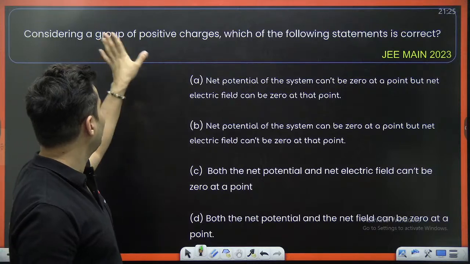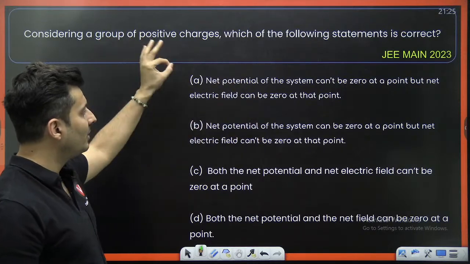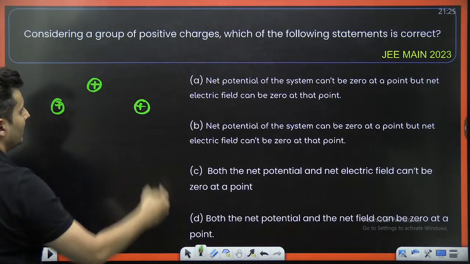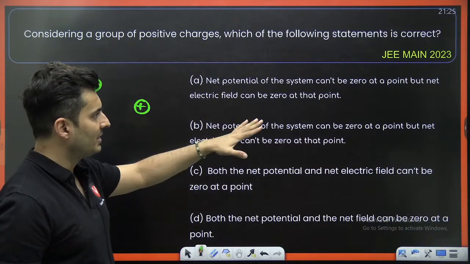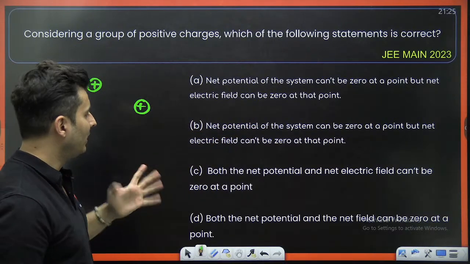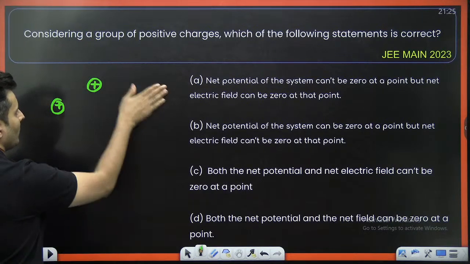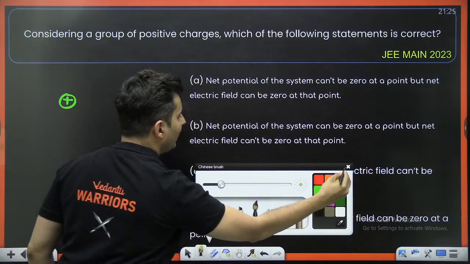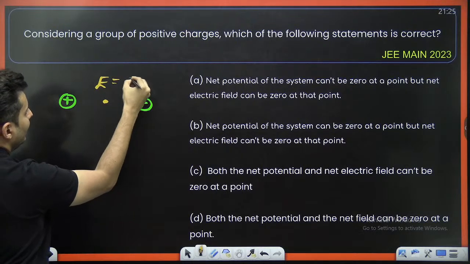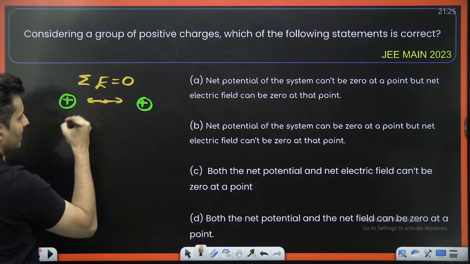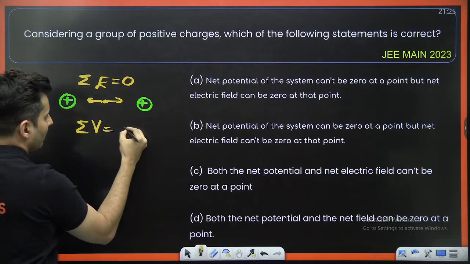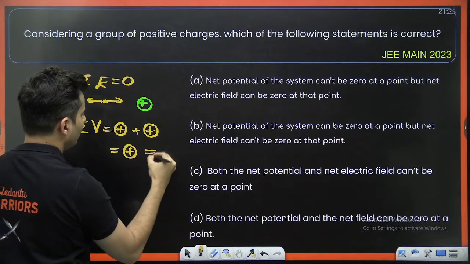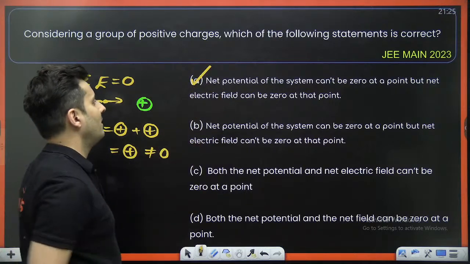Okay. Considering a group of positive charges, which of the following statements is correct? Assume a group of positive charges. Option A: net potential cannot be zero, but net field can be zero at a point. Yeah, it's quite possible. Just imagine there are even two charges. You can definitely find a point in between them where the net field is zero. The fields cancel out, but the net potential will be one positive term plus another positive term, so it will become another positive term. That means it is definitely not zero. So option A is definitely correct.